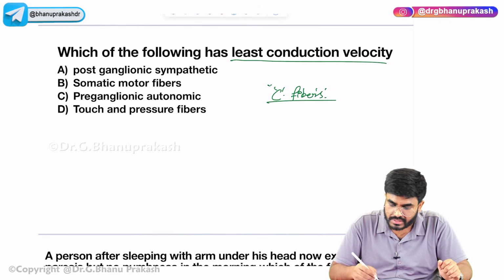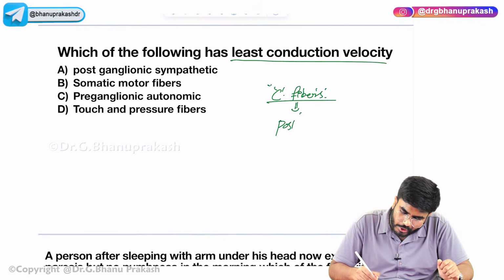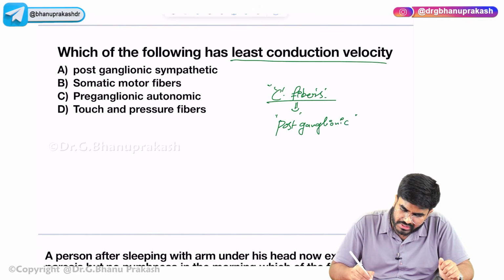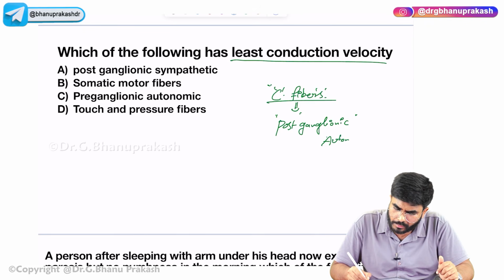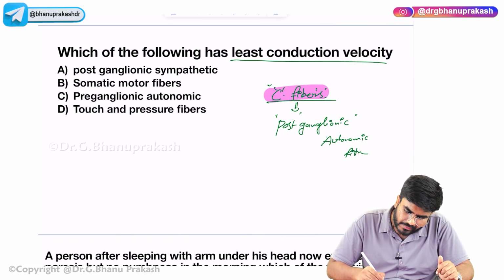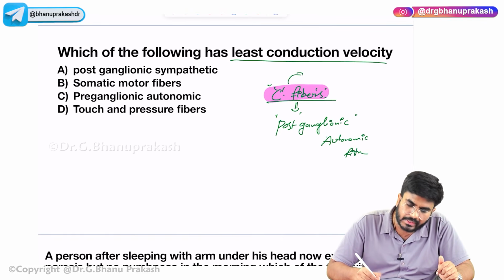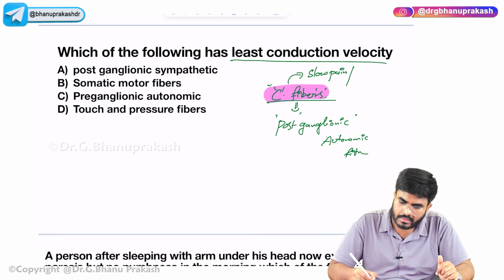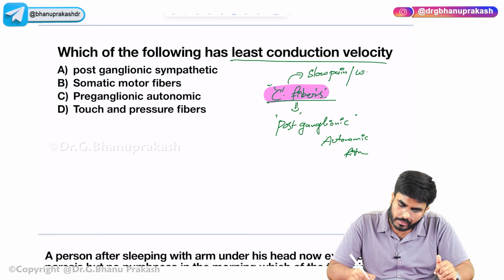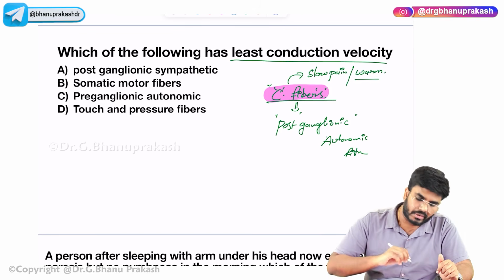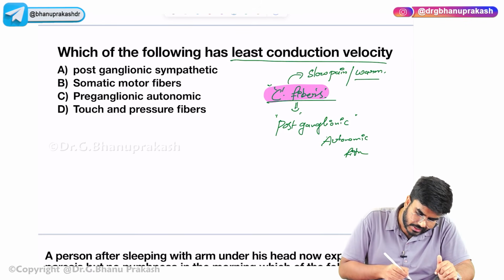Now the question is, where are the C fibers present? They are present in the postganglionic autonomic fibers. And you already know that C fibers carry slow pain and warm temperature. So based on this, let's try to answer which of the following has the least conduction velocity.